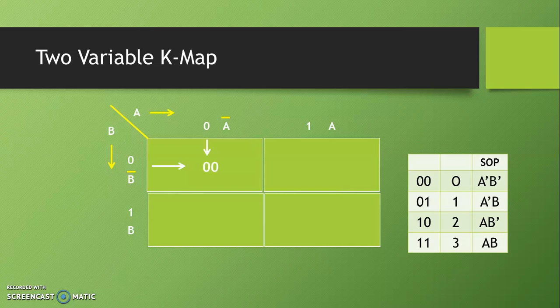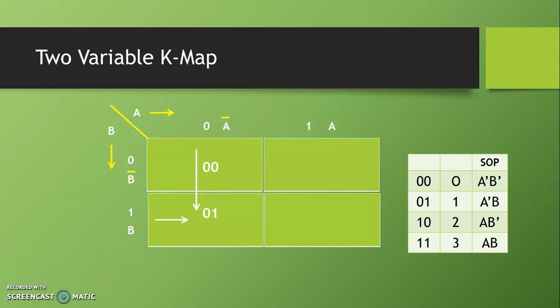Same way, if we go for the second cell, then from the A side, MSB, we take a 0 and from the B, we take a 1. So the binary value of this cell becomes 0, 1. And the equivalent product term, we can refer to the table, 0, 1, that is A bar B. And we can verify that also because here we have A bar and here we have B.